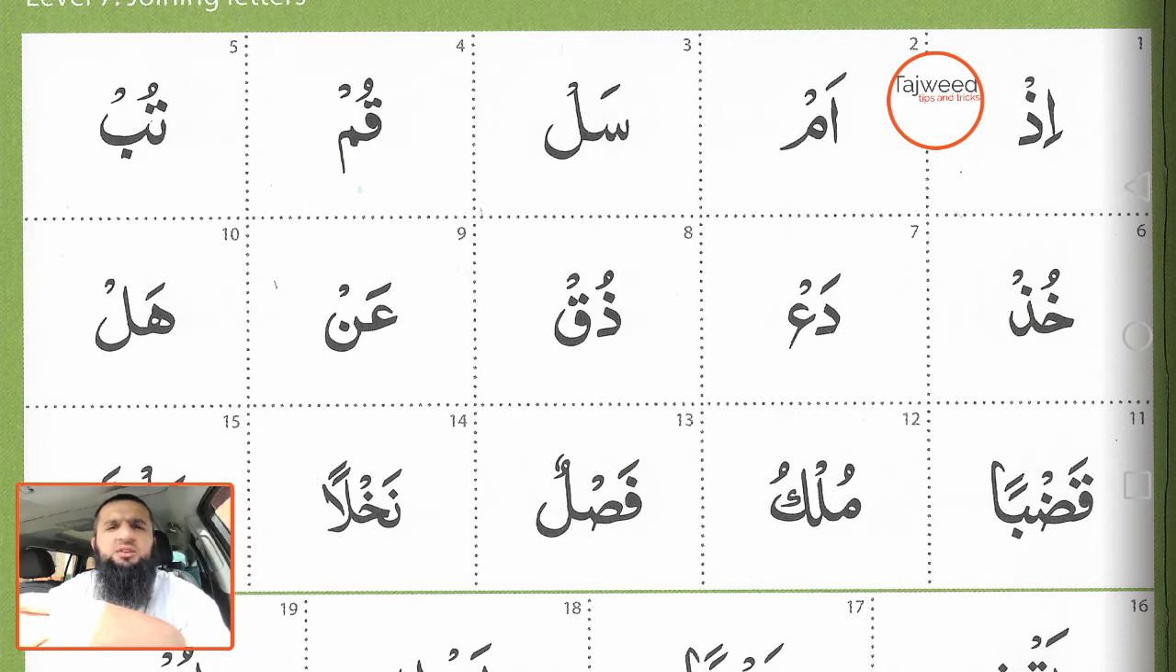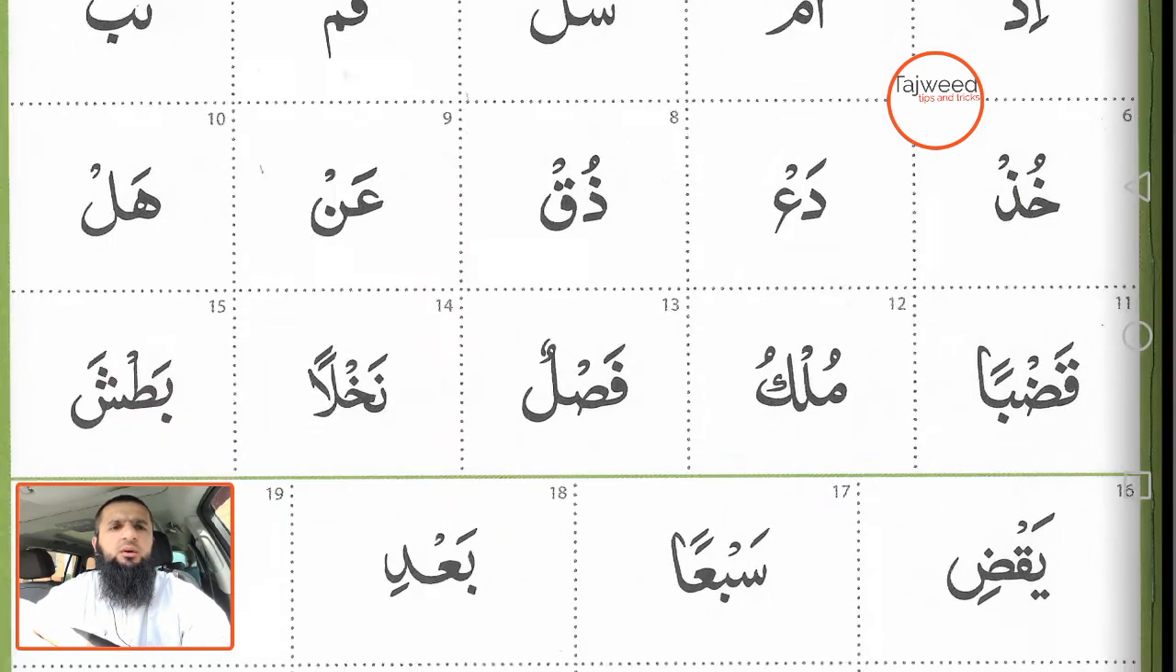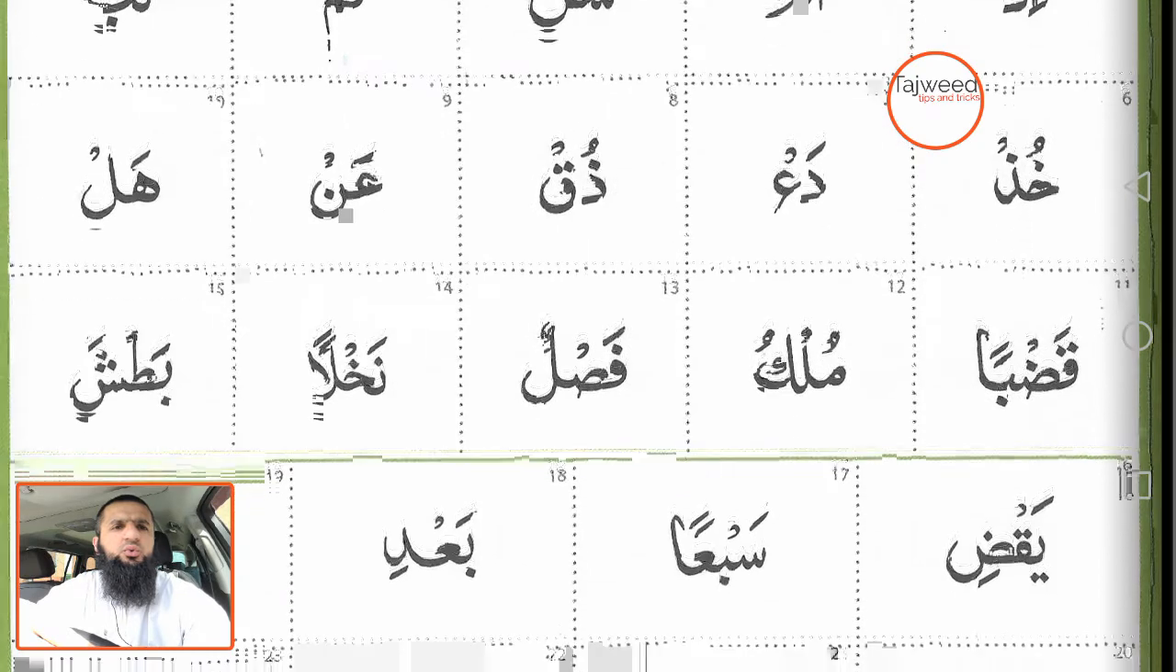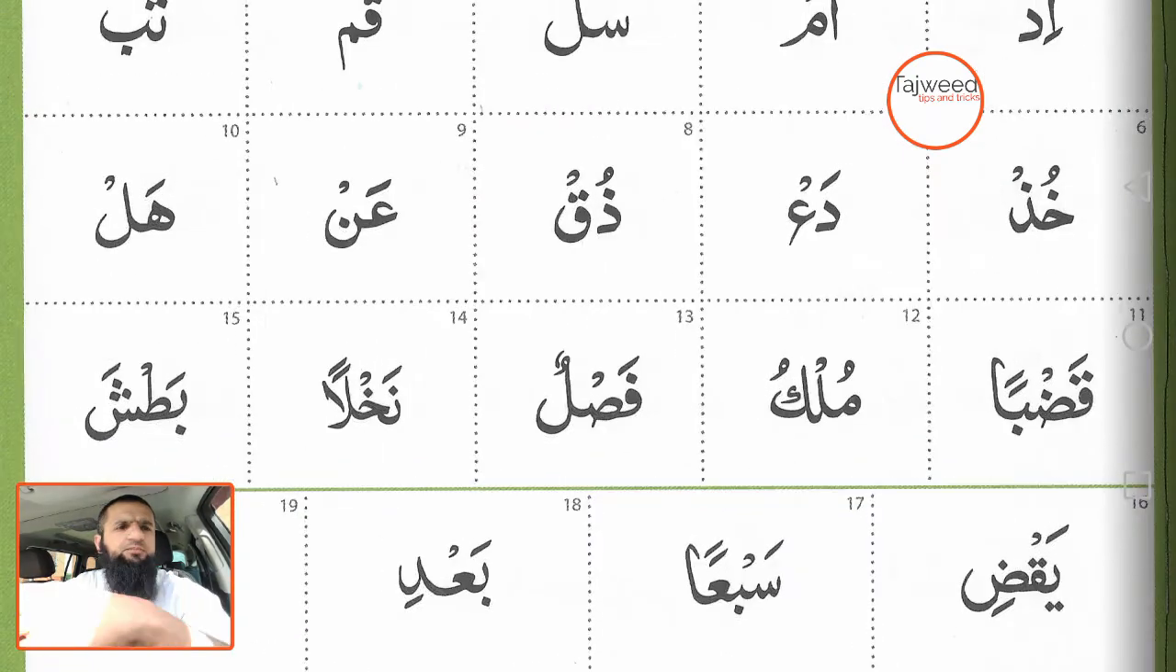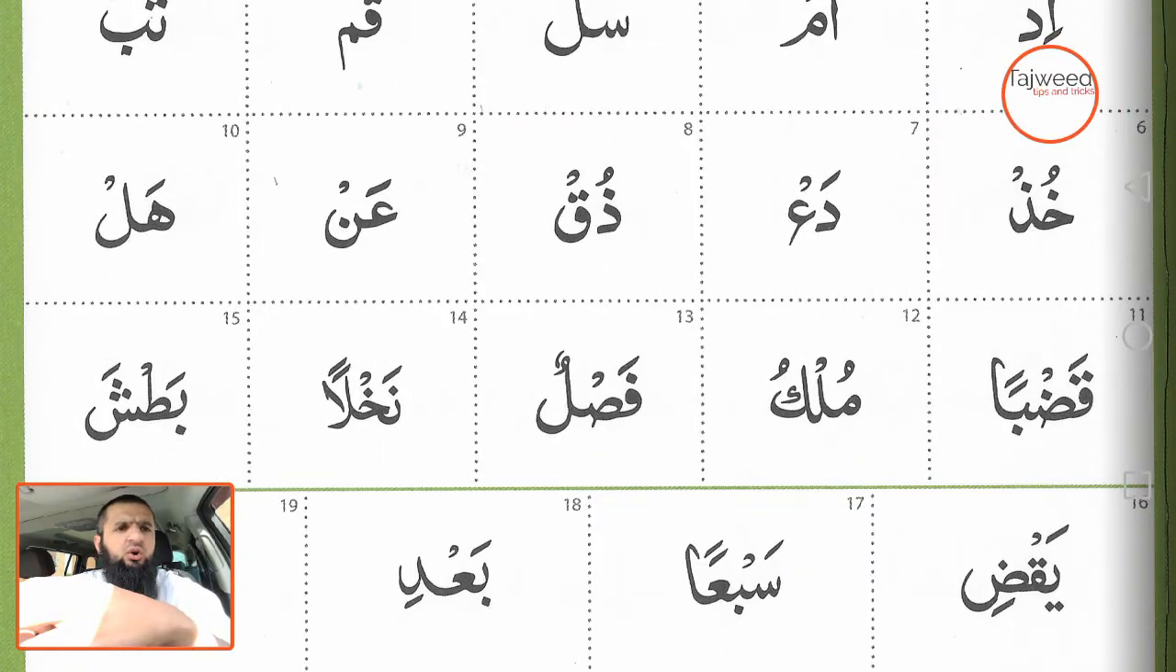Box 5, the Ta with the Dhamma, Tu joins the B, so it's Tub. There's a Qalqala on the Ba as well. We're on to box 6. So the Kha here has a Dhamma, joins the Dhal, so it's Khud. Box 7, Dal joins the Ain with Fatha, Da'.